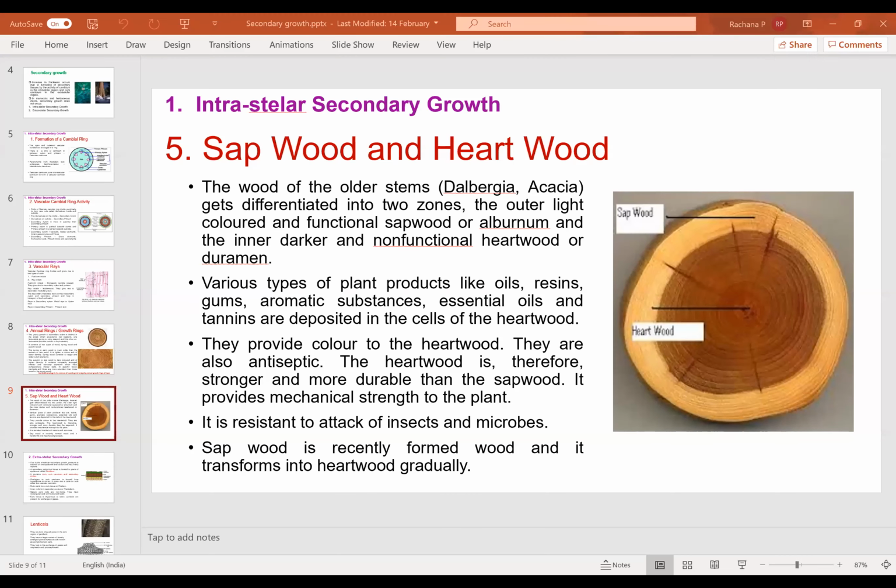Okay, we can start embryology after we finish our intrastellar secondary growth. Intrastellar secondary growth will only take 5 to 10 minutes tomorrow. Then we can start physiology.